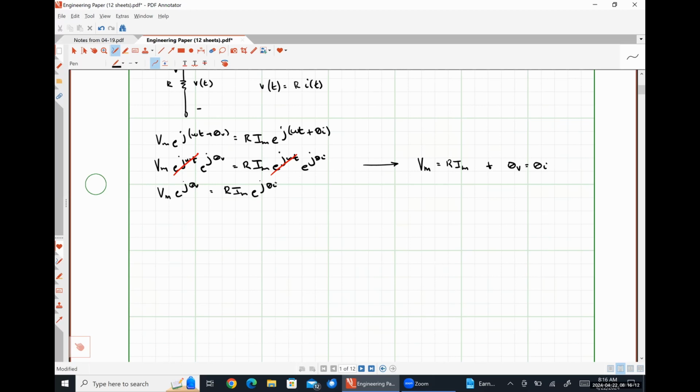Well, Vm e to the j theta V can be expressed using polar form. So we would just have Vm angle theta V. And over here, we would have R times Im angle theta I, with the understanding that Vm angle theta V is nothing more than our phasor voltage, and Im angle theta I is nothing more than our phasor current. This gives us V phasor is equal to R times I phasor, and therefore Ohm's law looks just like Ohm's law, even if we're in the frequency domain.